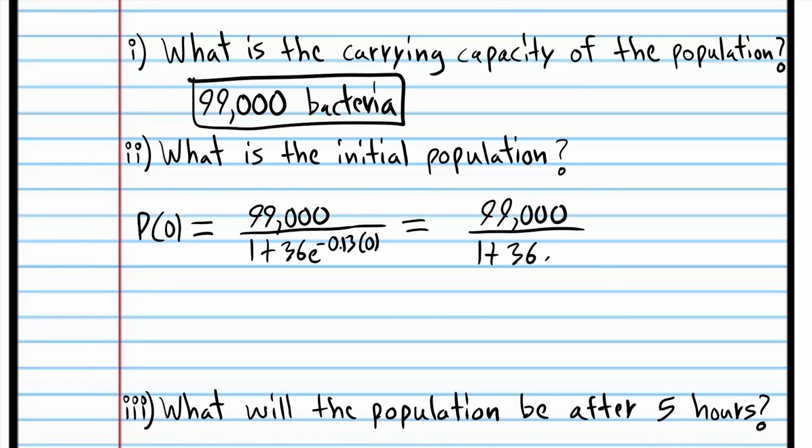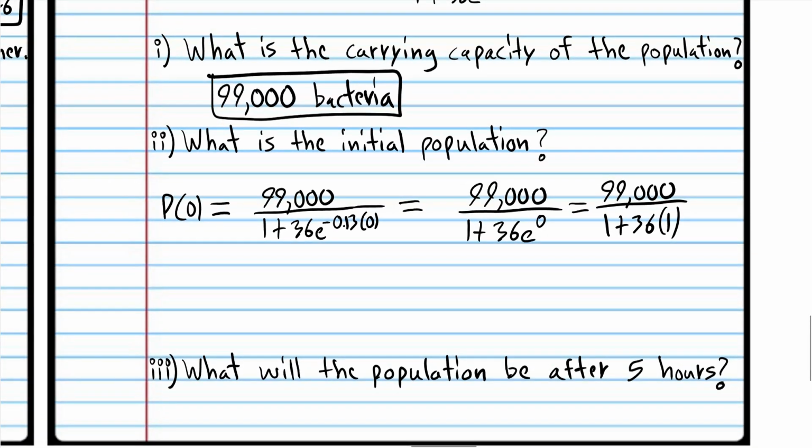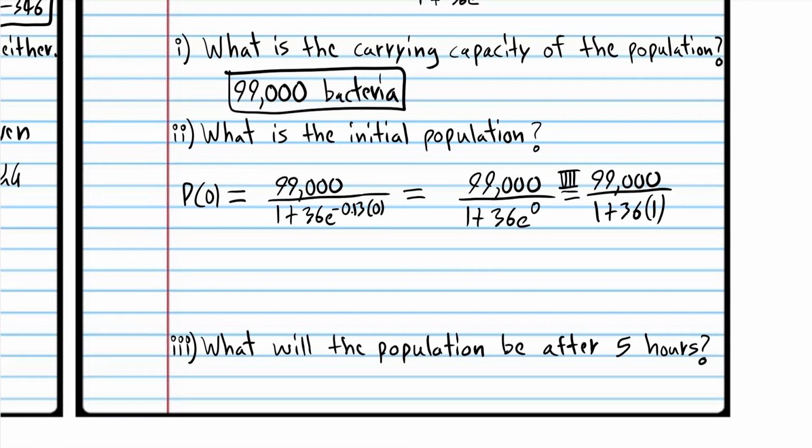So negative 0.13 times 0 is 0. Okay, that's step number 1. E to the 0 power is 1. That's step number 2. And how do we know that? Well, that's exponent rule number, I think that's number 7, if I remember correctly. And then we have 36 times 1 is 36. And long story short, we have 99,000 divided by 37.